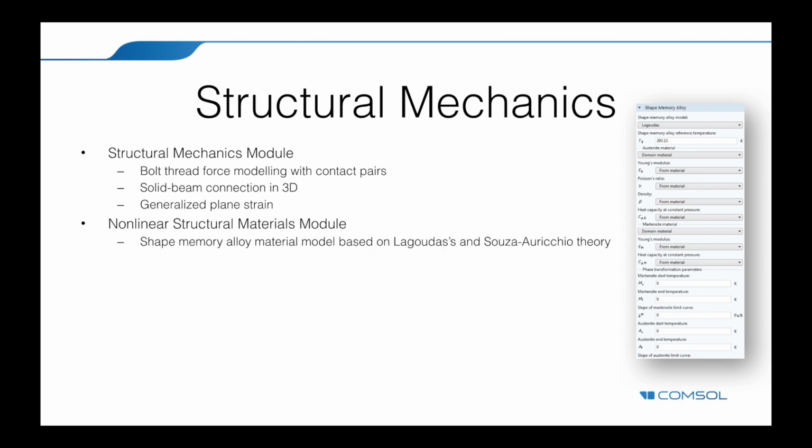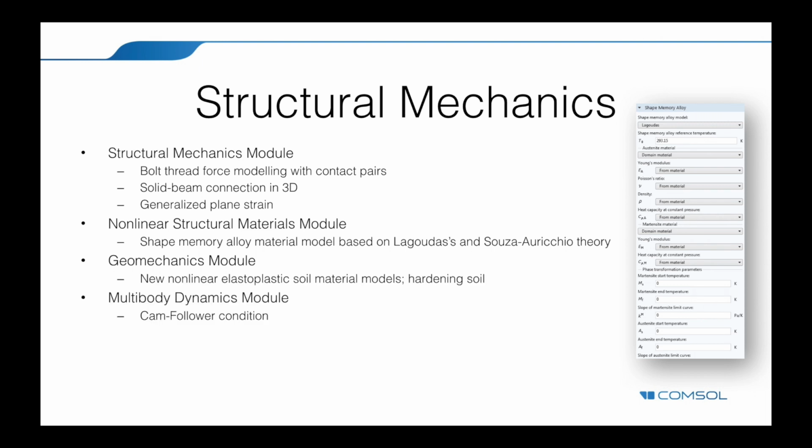And in the nonlinear structural materials module, the most updated and the biggest feature is the availability of shape memory alloys. From the geomechanics, there is a new elastoplastic material model, and for the multi-body dynamics module, there is a new boundary condition that's called the cam follower condition.